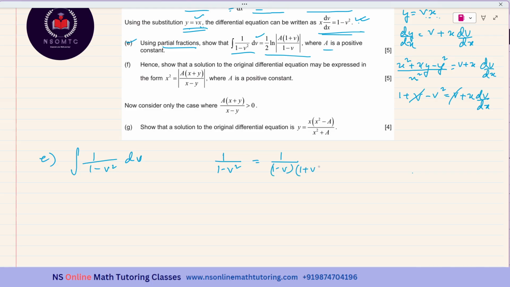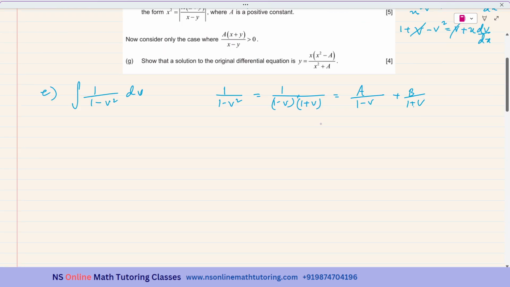So this is 1 minus v times 1 plus v, which should be equal to a over 1 minus v plus b over 1 plus v. Okay. And now we have to find the values of a and b. So for that, we will be multiplying the entire equation by the denominator, 1 minus v times 1 plus v.